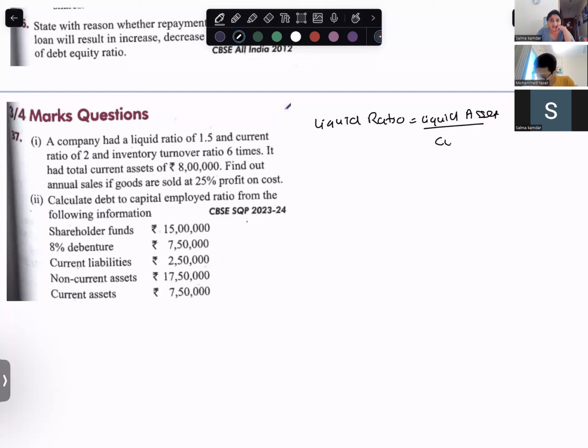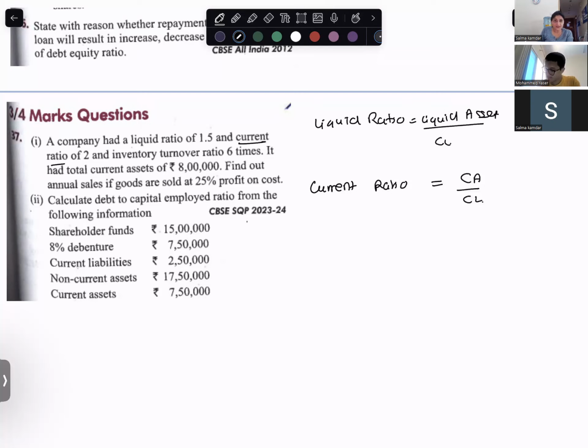But I don't have my current assets and current liabilities, so they have given me what? Current ratio. What is the formula for current ratio? Current assets divided by current liabilities.